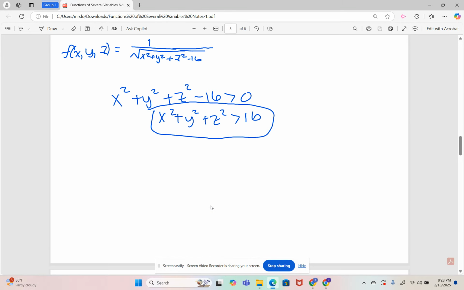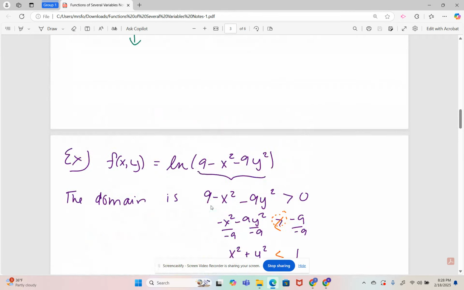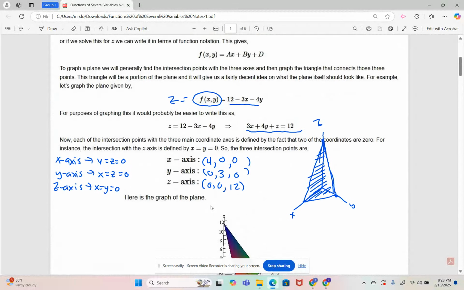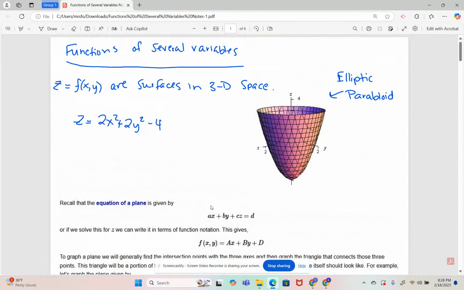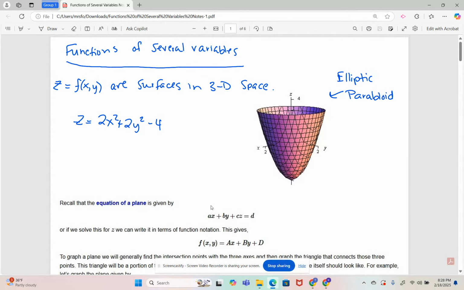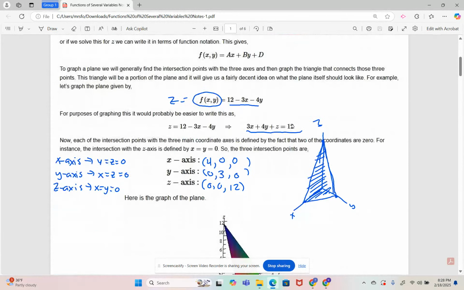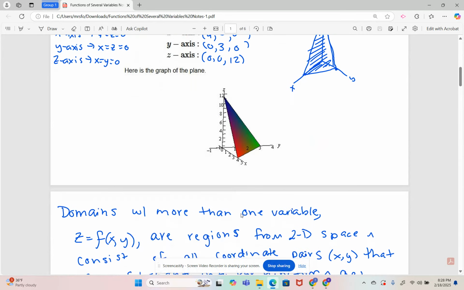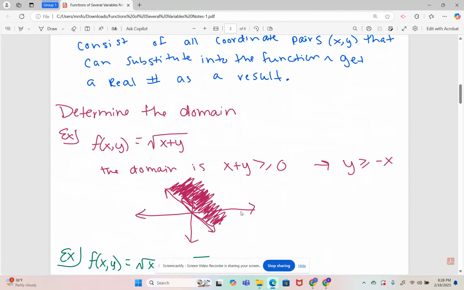Okay, so we're going to finish up our notes on functions of several variables. We started with the elliptic paraboloid. We talked about the ellipse and how it's made up of the parabolas. We looked at finding where it crosses the x, y, and z axes. I did my drawing and then had a different view for you to look at. We looked at finding the domains.